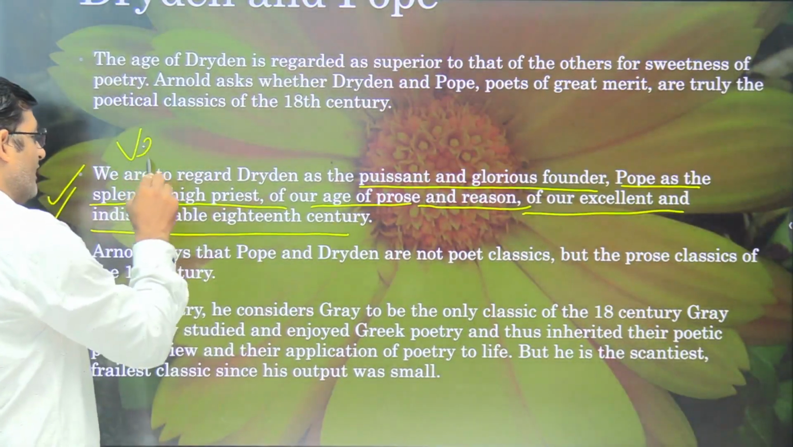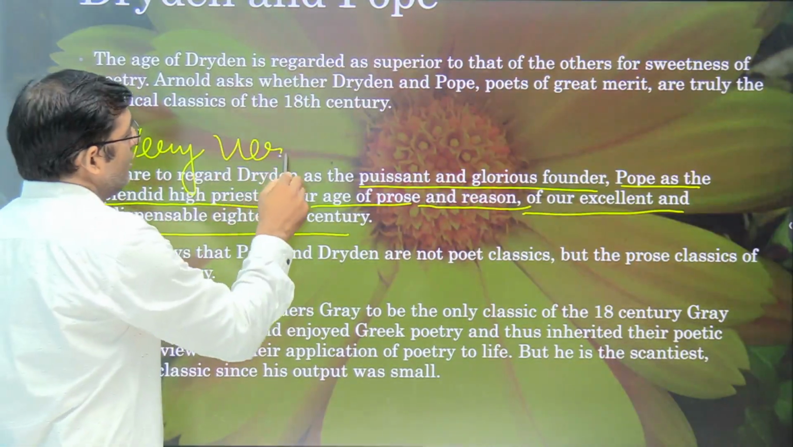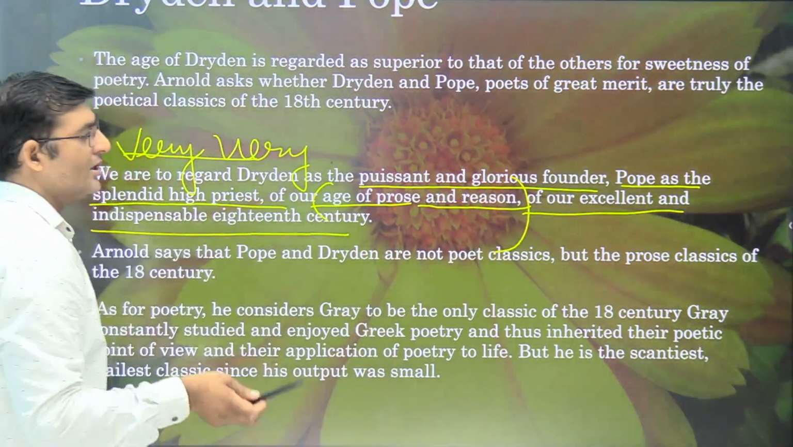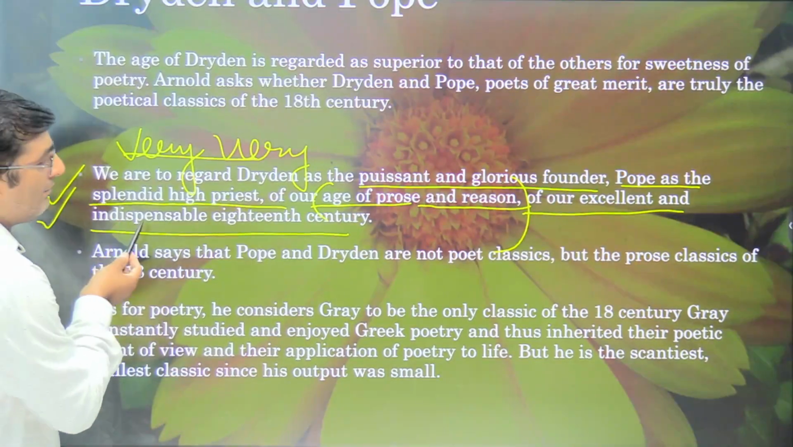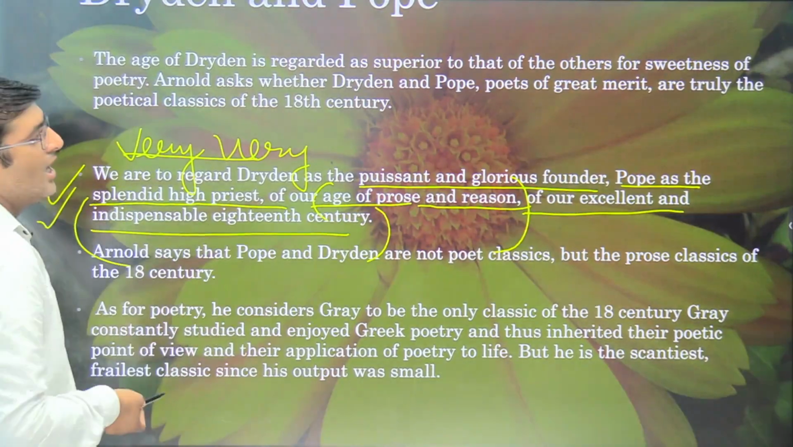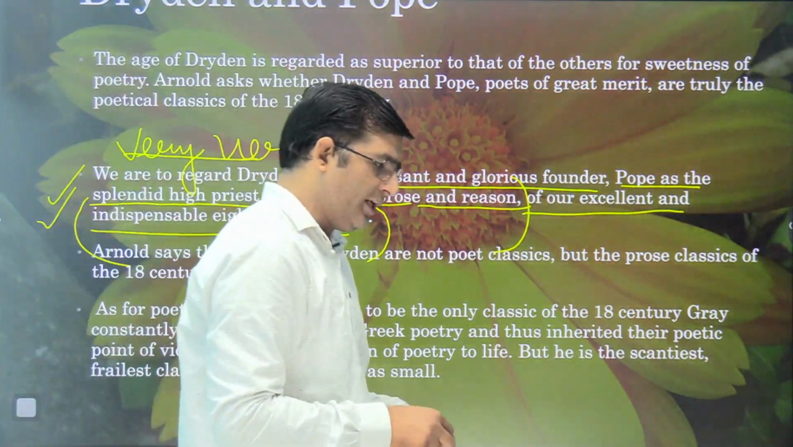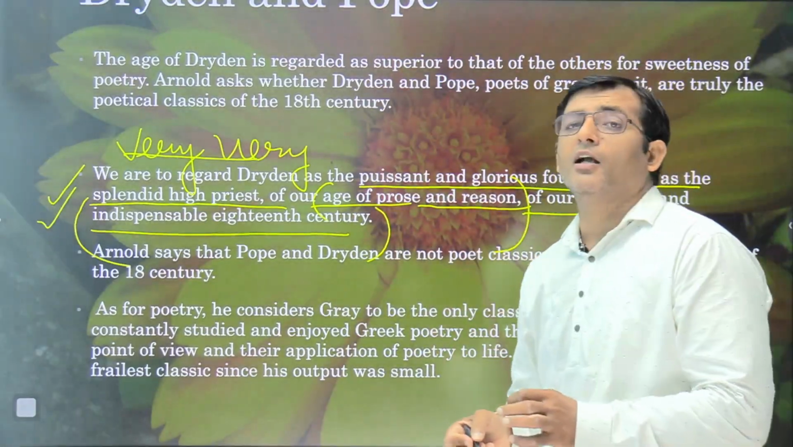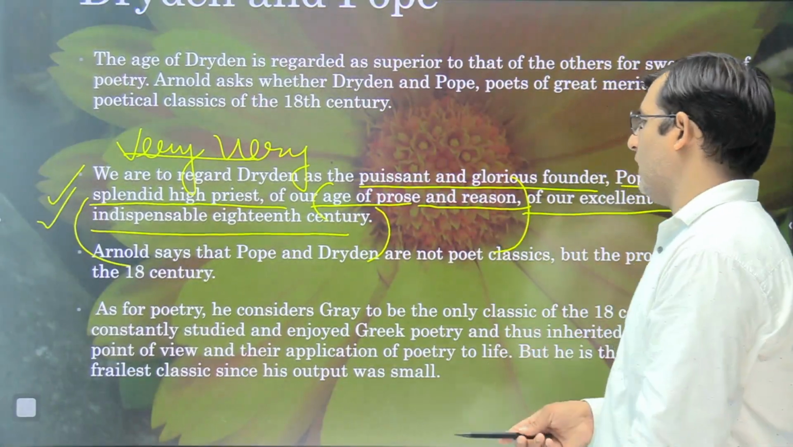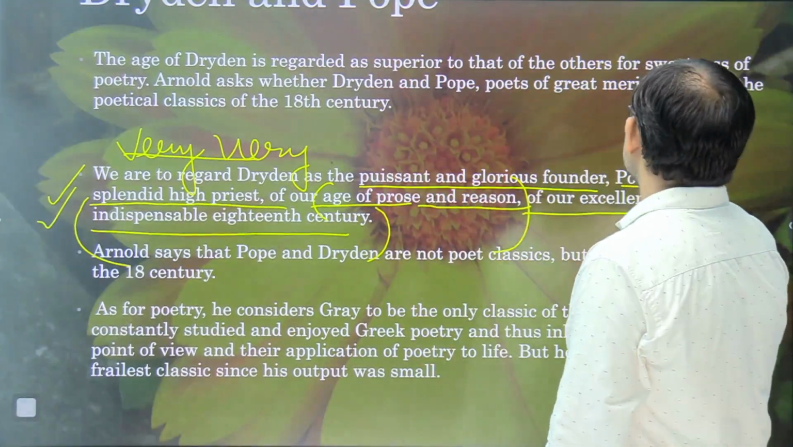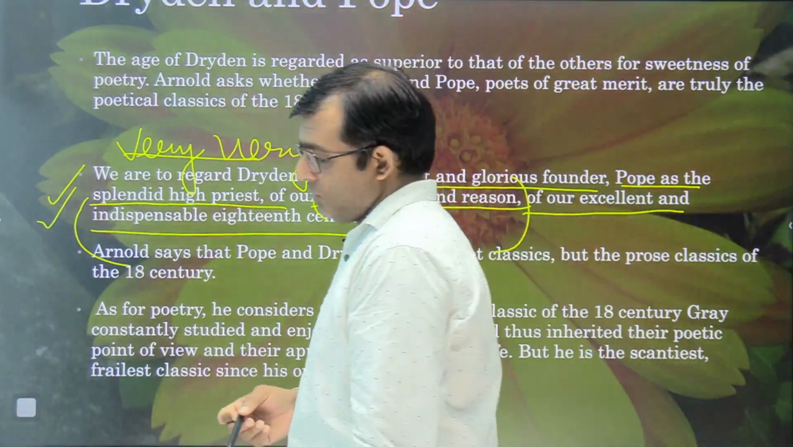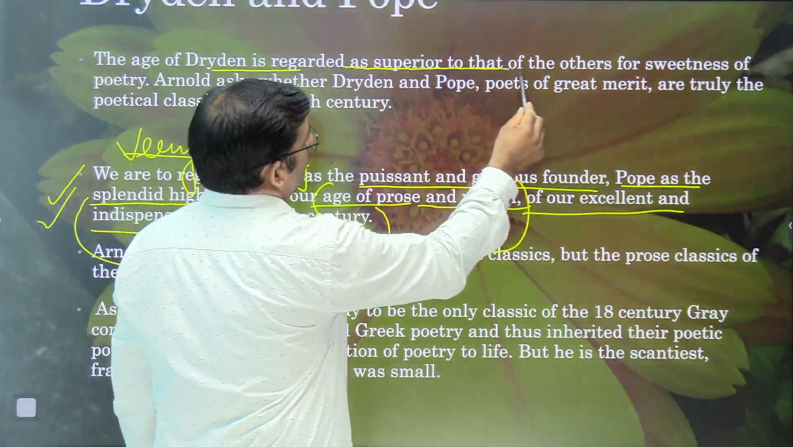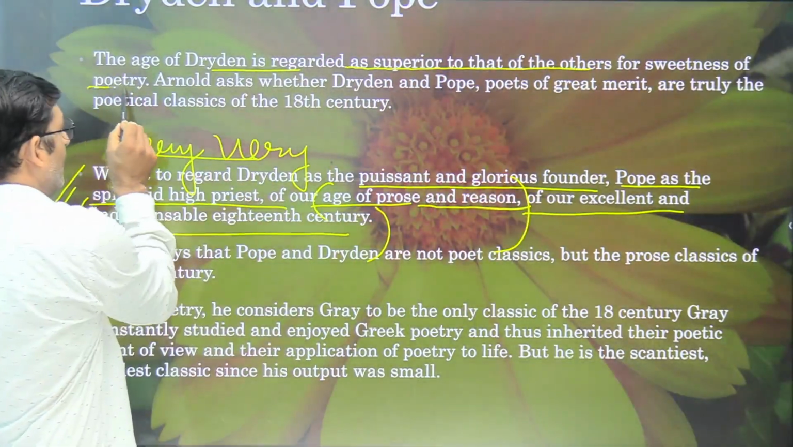Very, very important question. Who described the 18th century as the age of prose and reason? Who described it as our indispensable 18th century? And who described Mr. Dryden and Alexander Pope as prose classics? It was Mr. Matthew Arnold. The age of Dryden is regarded as superior to that of the others for sweetness of poetry.